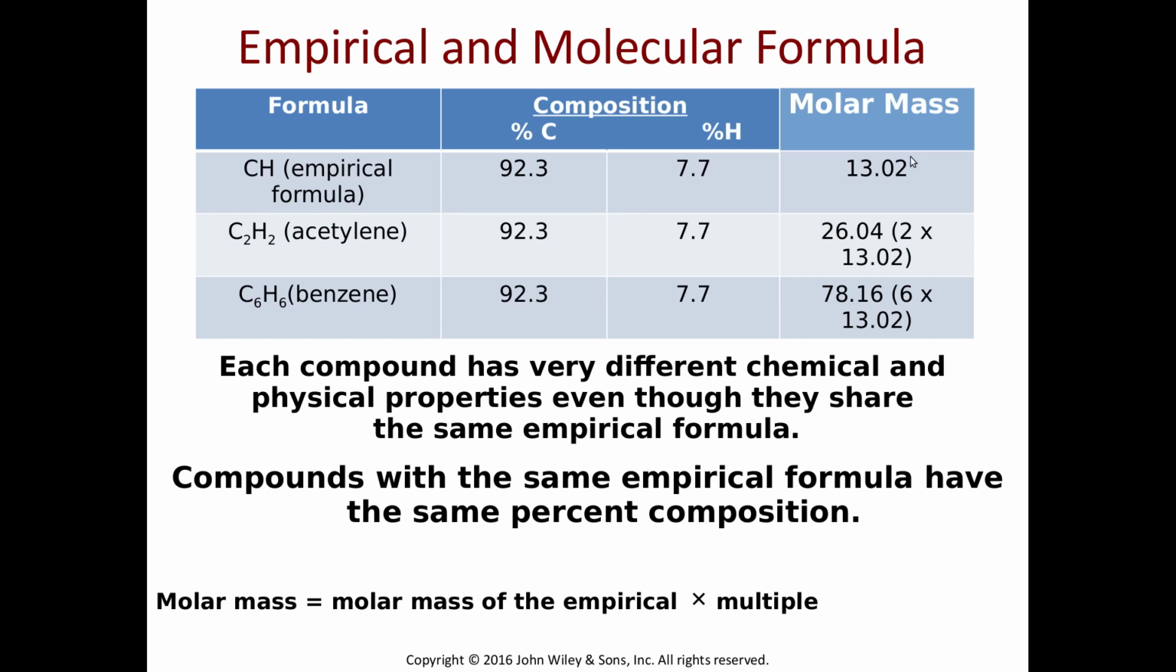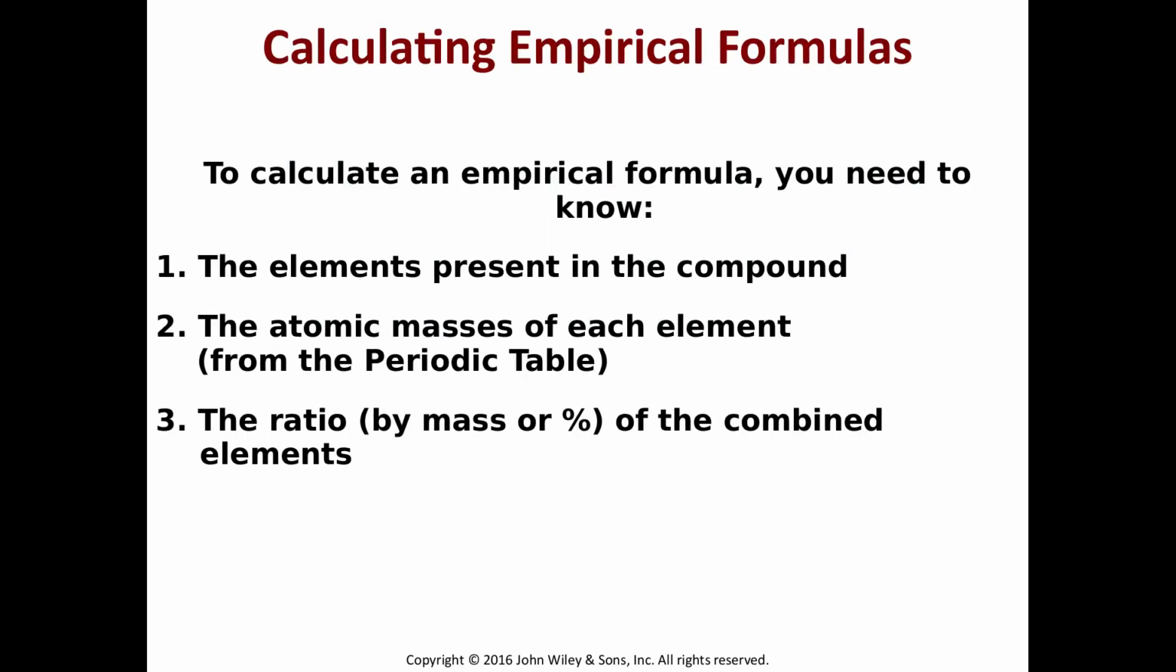So if you take the molar mass of the empirical formula, which is just CH, 13.02, 2 times the empirical molar mass is equal to the molar mass of acetylene here. Once again, it's because you take this formula and multiply it by 2, you can just multiply the molar mass by 2. Similar for the benzene, you multiply by 6 to get benzene, so the molar mass times 6 is the molar mass of the benzene. And this is going to be really important when we solve problems to determine empirical and molecular formulas.